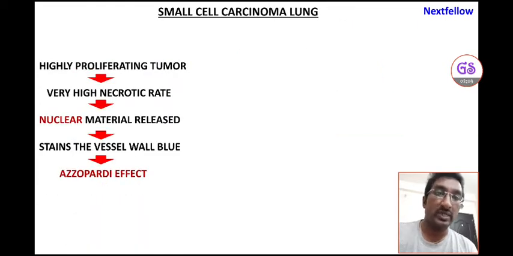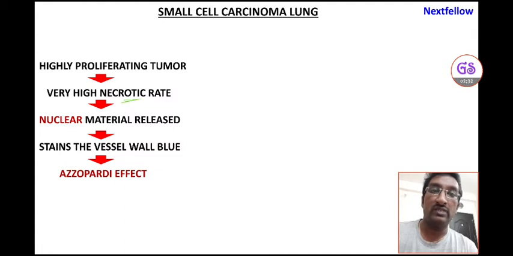So how AZZOPARDI effect develops? It's a highly proliferating tumor, which means the necrotic rate is very high. It's very simple. You compare 2 scenarios. There is a place where 10 people are going to run a race, and there is another place where 1000 people are going to run a race. The chance of falling and developing injuries will be more in the place where 1000 people are running. Similarly, when many cells are in the proliferating pool, the necrotic rate also may be very high.